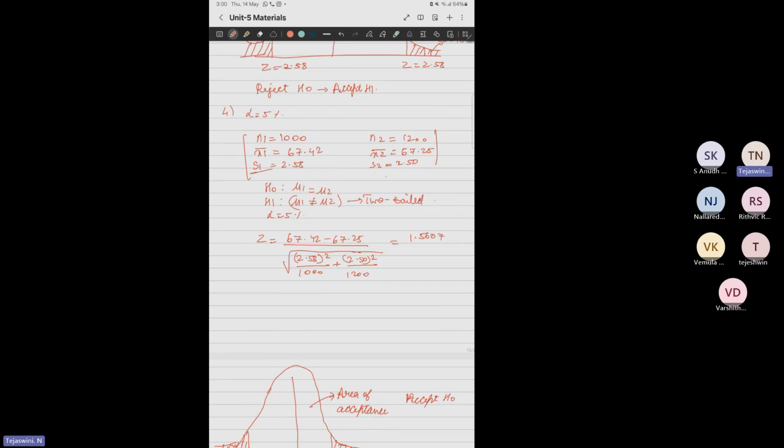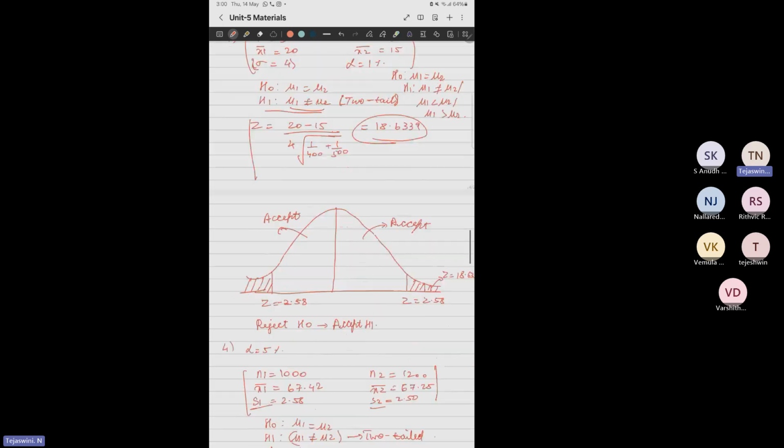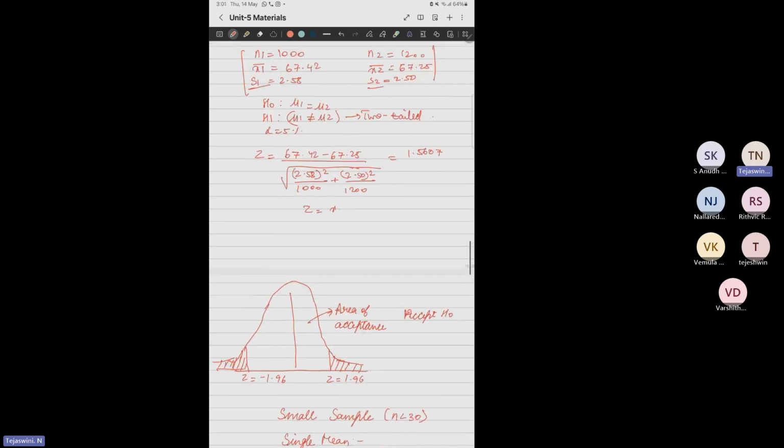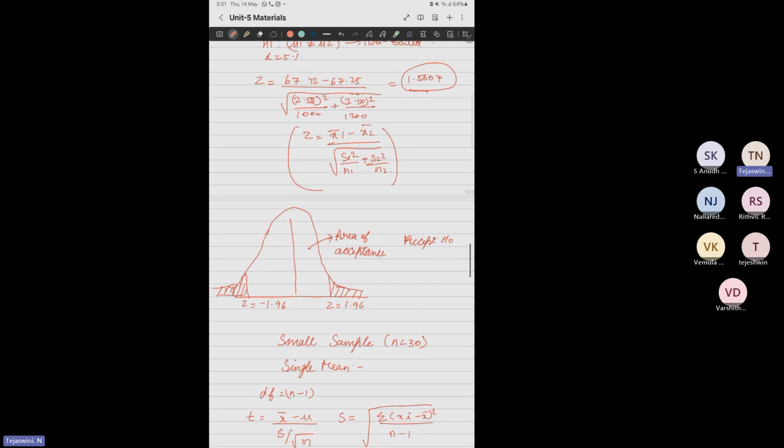Since S1 and S2 are given, we'll use this formula. Z is equal to x1 bar minus x2 bar divided by root of s1 square by n1 plus s2 square by n2. When we substitute the given data in this formula, we'll get the value of z to be this. For 5% level of significance, for two tails, z will be 1.96. Since 1.56 lies somewhere over here, we can accept H naught and reject the alternative hypothesis.